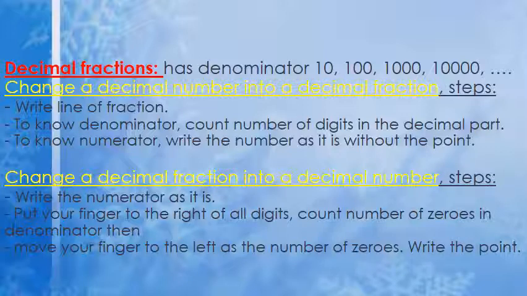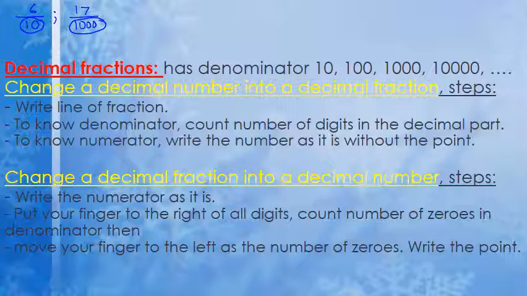Now, what are decimal fractions? Decimal fractions are those fractions that have a denominator of 10 or 100 or 1000 or 10,000. For example, if we have the fraction 6 over 10, because the denominator is 10, it is a decimal fraction. If we have the fraction 17 over 1000, because the denominator is 1000, it's called a decimal fraction.